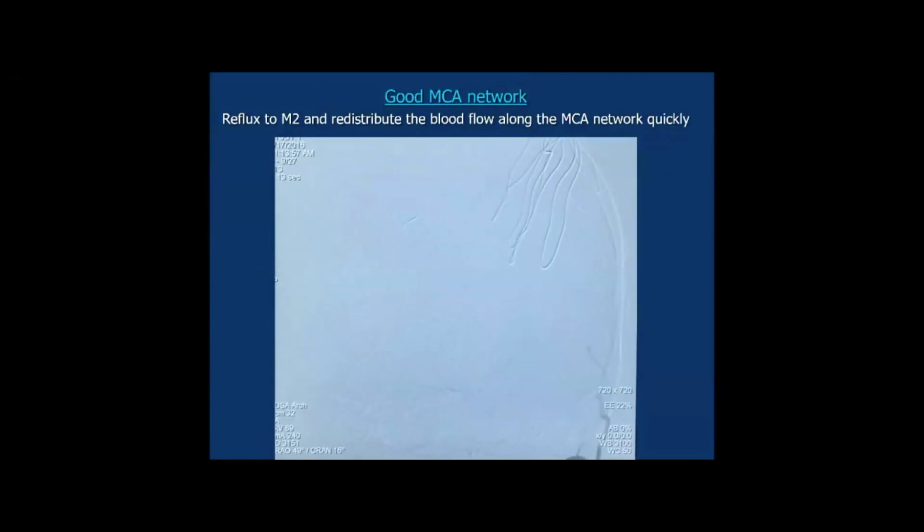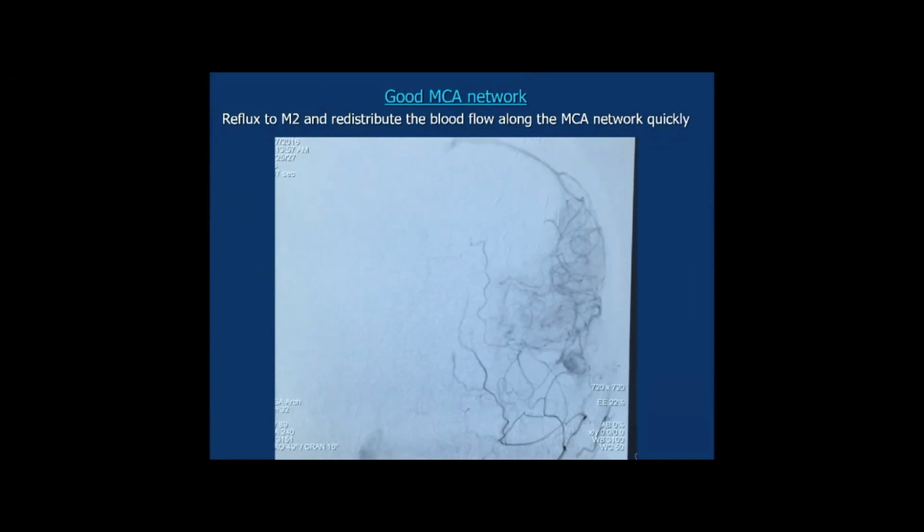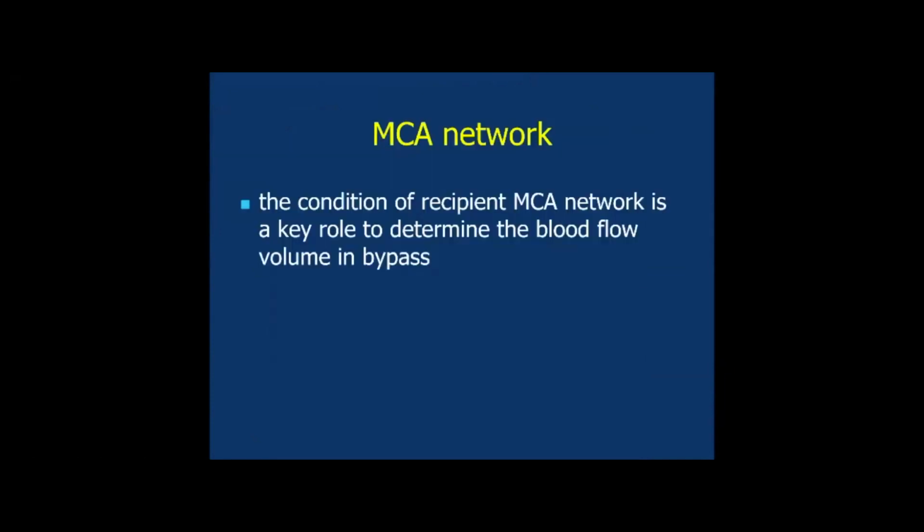So this is a good MCA network. You can see the reflux blood flow to M2 and redistribute the blood flow along the MCA network quickly. So the condition of the recipient MCA network is the key role in determining the blood flow volume in the bypass.